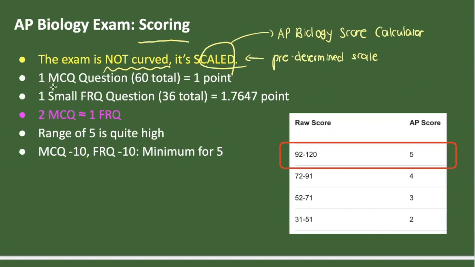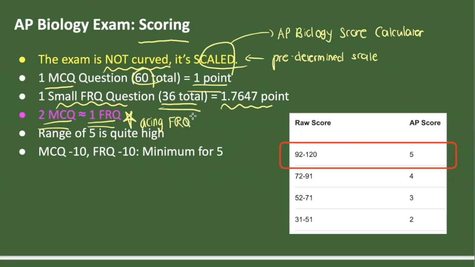For the MCQ, there's a total of 60 questions, and each question is worth a single point. However, each small FRQ question, of which you have a total of 36, is worth 1.7647 points. So this means that missing two MCQ questions is tantamount to missing a single FRQ question. So you do need to focus on acing the FRQ section. It's quite important.